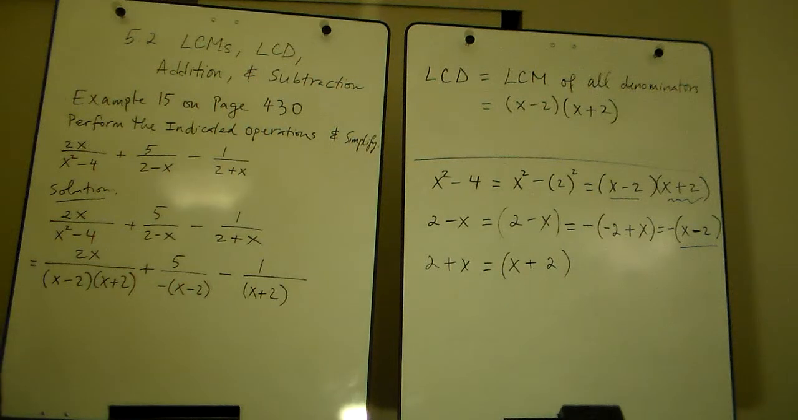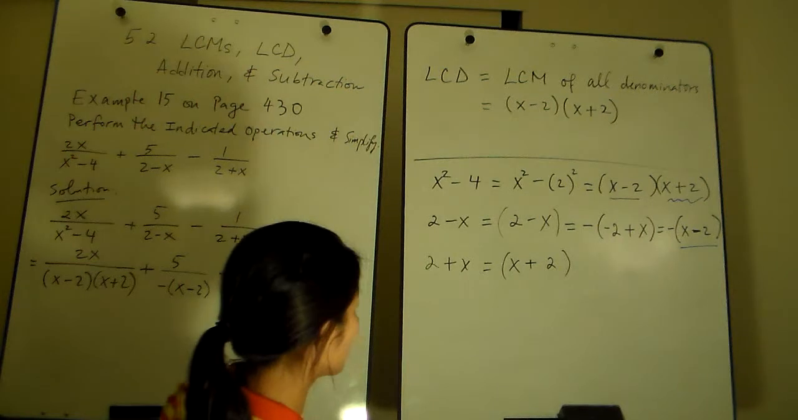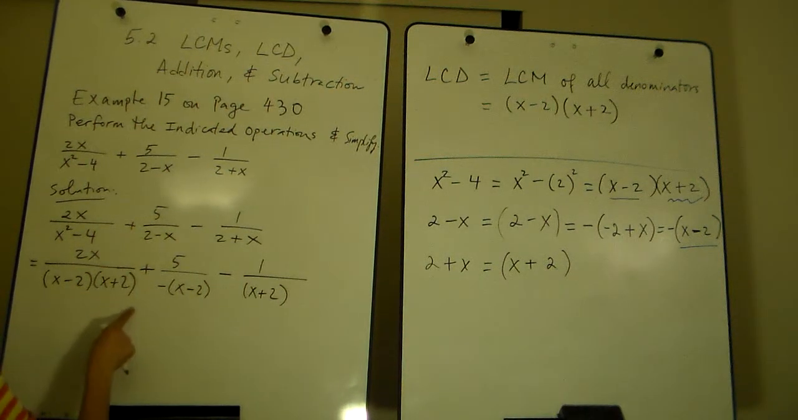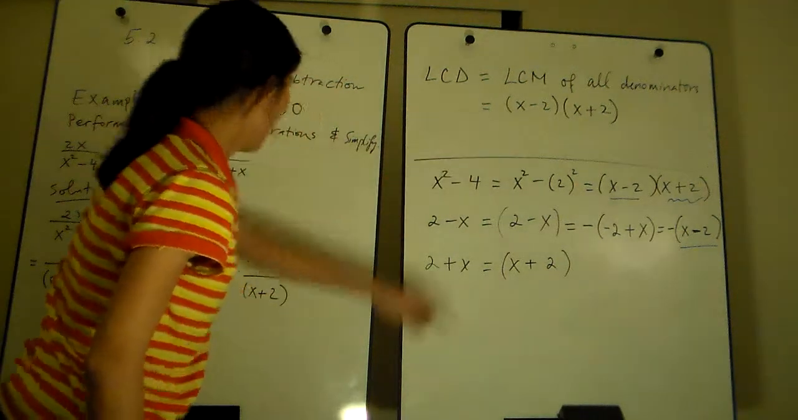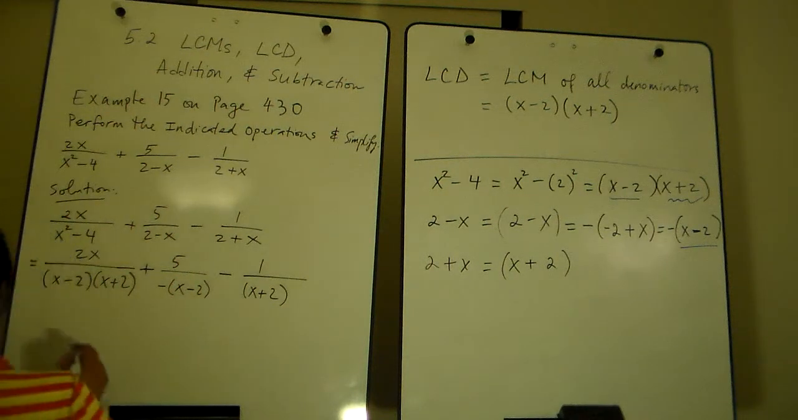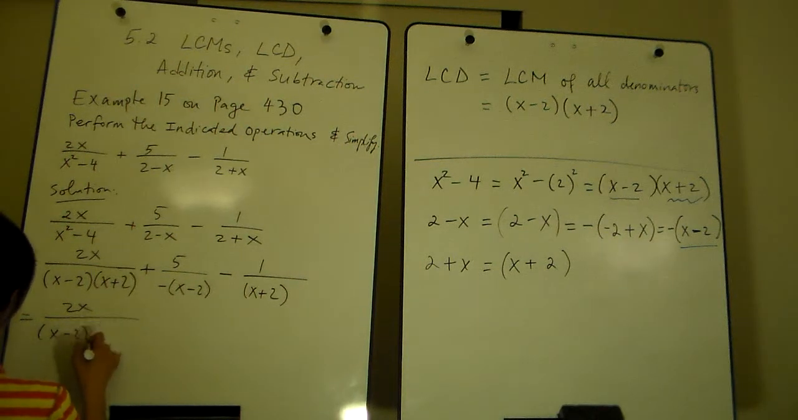Okay? Now, you have 3 fractions and your goal is to get the LCD. So change the denominators of all these fractions to the denominator in terms of the LCD, which is x minus 2, x plus 2. Now, for this fraction, its denominator is already the LCD, because LCD is x minus 2 times x plus 2 over here. So we don't have to worry about this first fraction. Just rewrite this as 2x over x minus 2 times x plus 2.